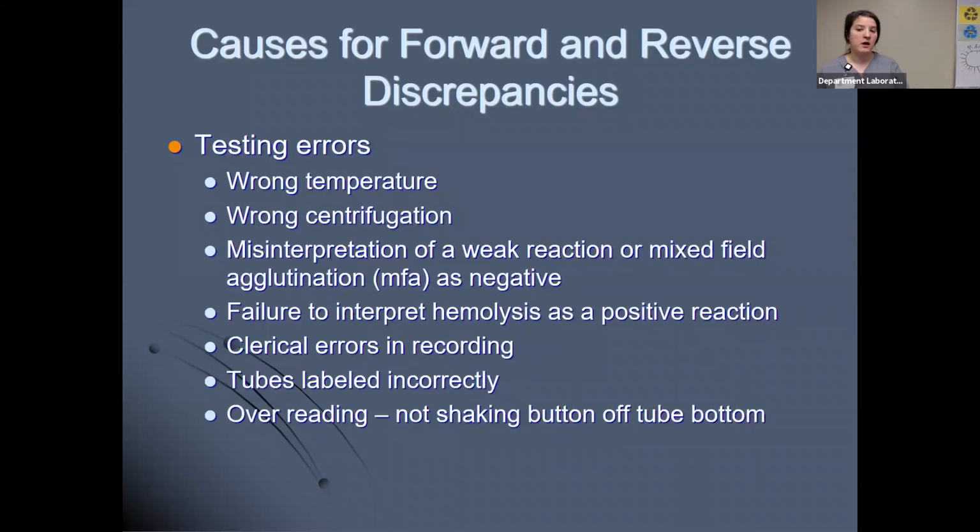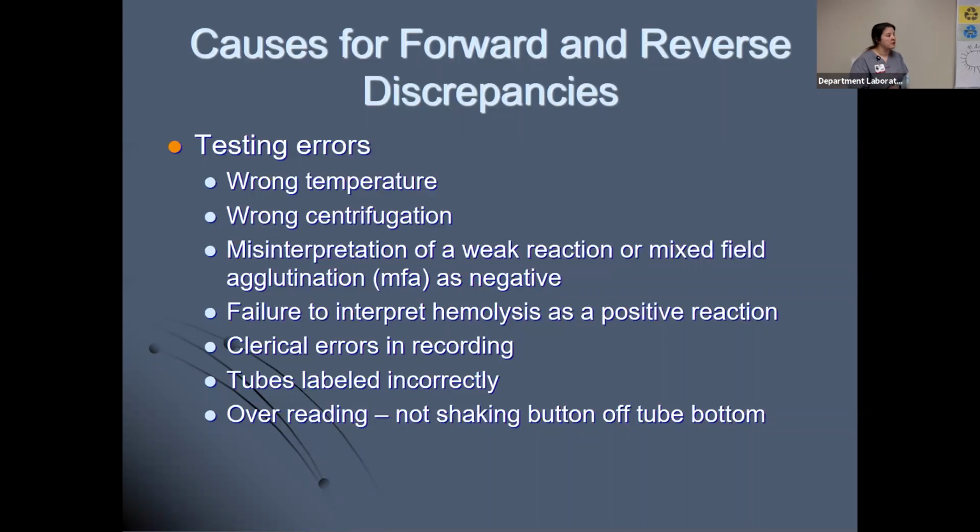Testing errors: wrong temperature. Maybe you forget if there's an incubation phase. Maybe you forget to incubate. Wrong centrifugation. Misinterpretation of a weak reaction or mixed field agglutination. So if you overshake, and today in lab we're going to concentrate on our shaking technique, if you overshake, shake too hard, that could cause weaker reactions, maybe with some false negatives. If you don't shake enough, then you could get some false positives. So your shaking technique is very important, and I will show you guys this afternoon in lab.